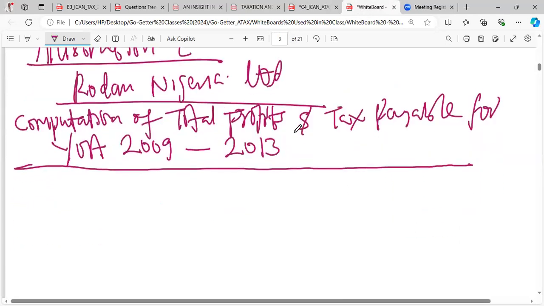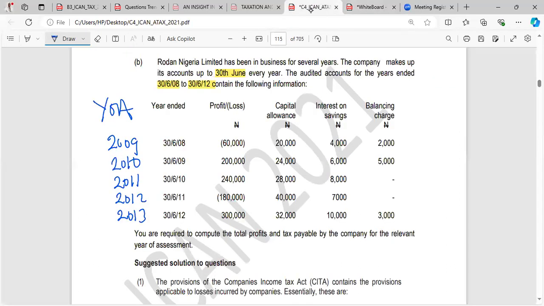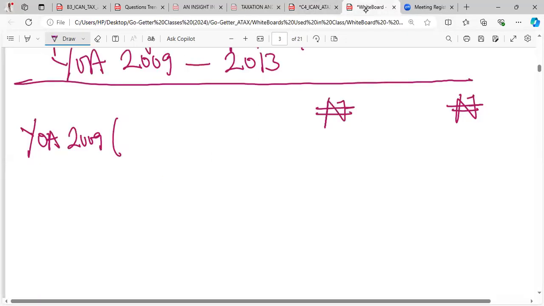All right, so now that we've done that, we put our Naira sign here, put another Naira sign here, and we'll start. Year of assessment 2009. We are told 30th June every year. So that means it must have started in July 1, 2007 to 30th June 2008, preceding year of assessment.